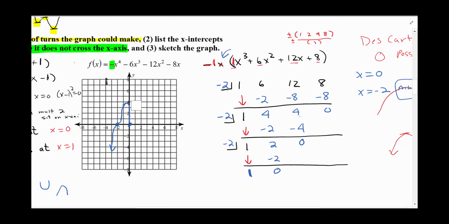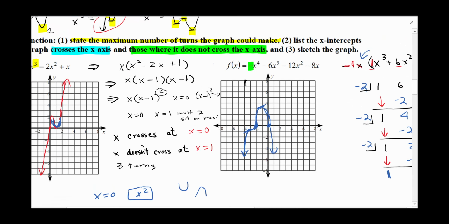I am not doing this very well. There we go. So here's our 1, 2, 3 turns. Here's our cubic shape right there. So it's going to look something like that. It might be a little bit higher up here. You'll have to check Desmos. But that's pretty much it.